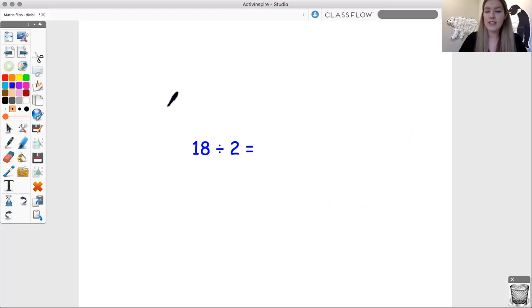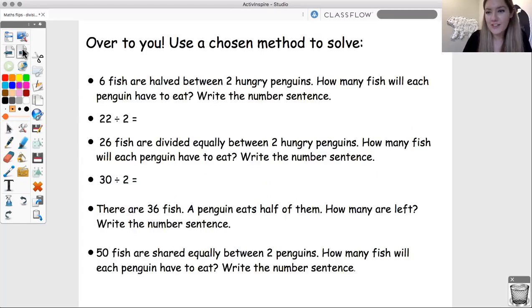And finally, what is 18 divided by 2? 18 divided by 2, figure this one out. Okay, call it out to screen. 18 divided by 2 equals 9. Brilliant, which means if you can do 18 divided by 2, you know that half of 18 is 9. Well done. Over to you now.